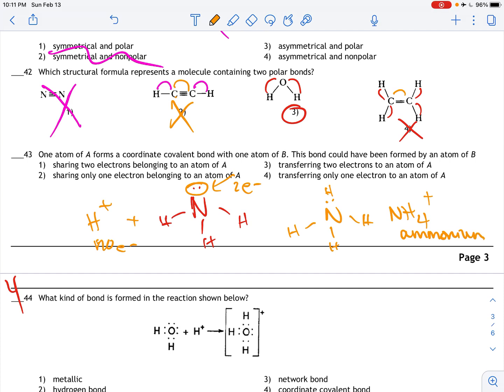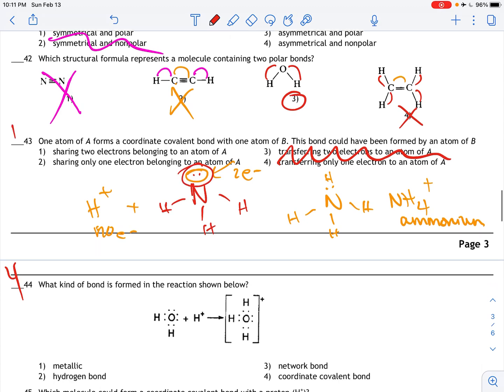So coordinate covalent bonding is sharing. Well, first of all, it's not transferring. So I can get rid of that. Transferring is ionic bonds. Sharing 2 electrons belonging to atom A. Sharing only 1. No. So the whole point is that this has 2, this has none. So the sharing of 2, which is choice 1.